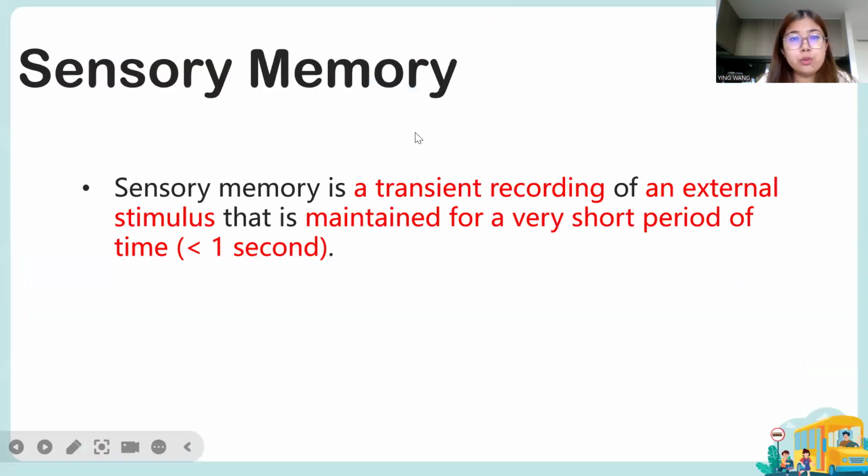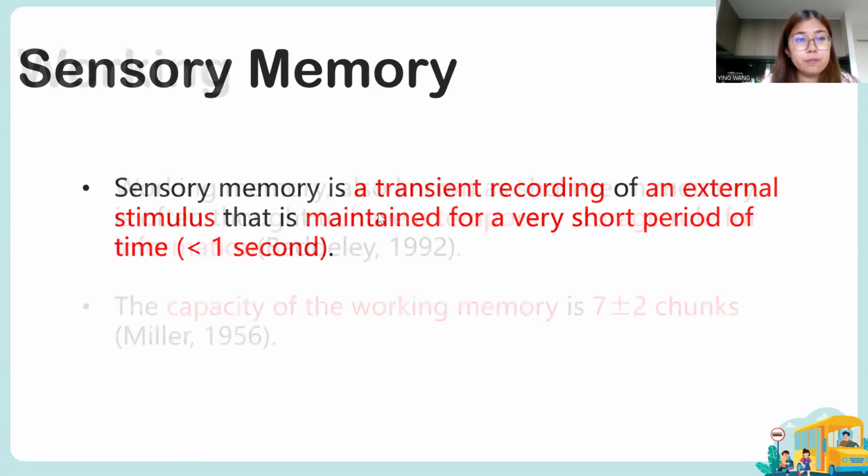I want to show you the memory types. The first one is sensory memory. Sensory memory is transient for the external stimulus, and the sensory memory could maintain the information for a very short period of time, just less than 1 second.